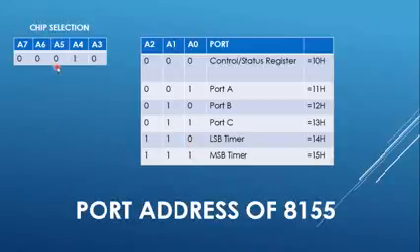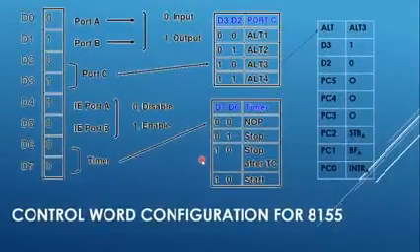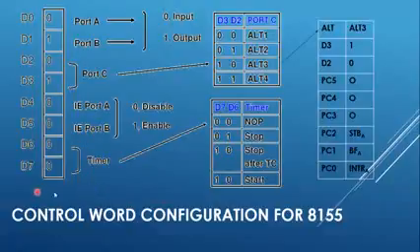A7, A6, A5, A4, A3 are for enabling the chip and A2, A1, A0 are being used for addressing the various ports of 8155. These tables show the required configuration of the control register to be sent to 8155. Port A is taking input from the digital output of ADC. Port C is configured to be in ALT 3 mode.